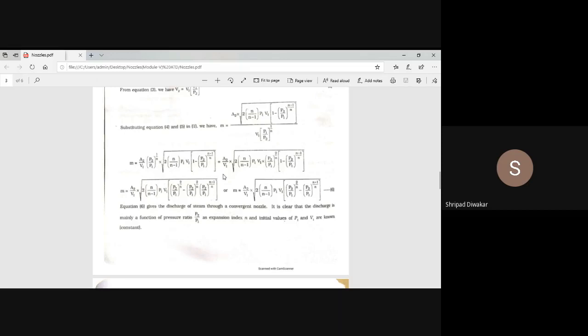Okay, next step, m equals A2 by V1 as it is, square root of 2 into n divided by n minus 1 into P1 V1. So what I am going to do? Inside the bracket P2 by P1 to the power of 2 by n minus, you have to multiply by these two terms, P2 by P1 to the power of 2 by n into P2 by P1 to the power of n minus 1 divided by n. The first step is you are taking from outside to inside. Next step is just you are simplifying these two terms.